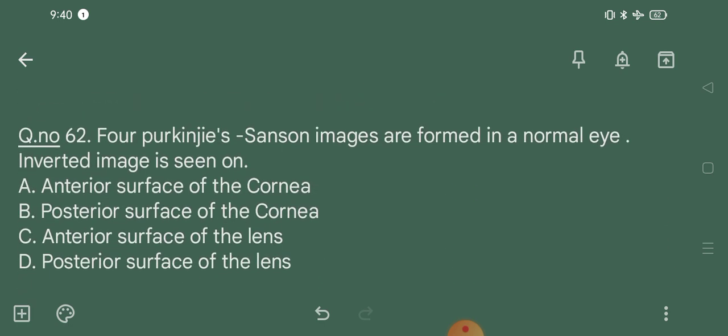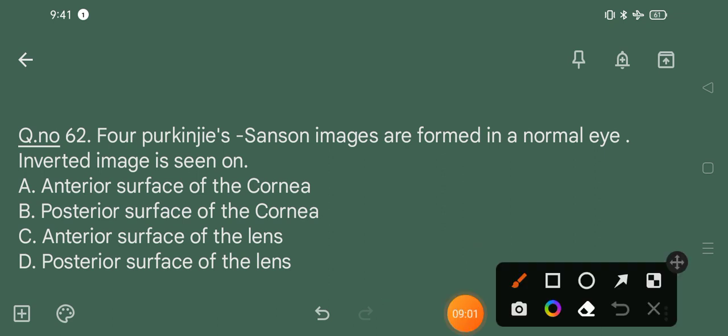Now question number 62. For Purkinje's images formed in the normal eye, the inverted image is seen on option A, anterior surface of the cornea, option B, posterior surface of the cornea, option C, anterior surface of the lens, and option D, posterior surface of the lens. The correct option is option D, that is posterior surface of the lens.